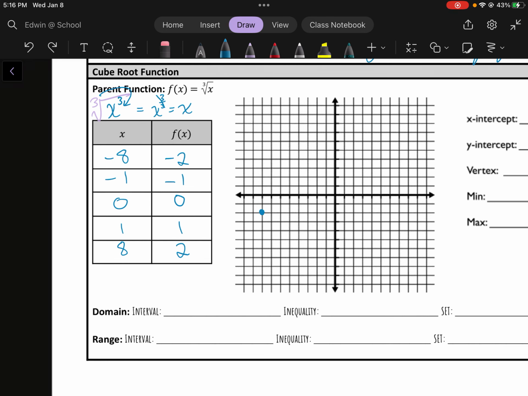There. -2, or -8, 2. We got negative 1 comma 1, 0 comma 0, 1 comma 1, 8 comma 2. And again, we end up with a smooth curve as our inverse.